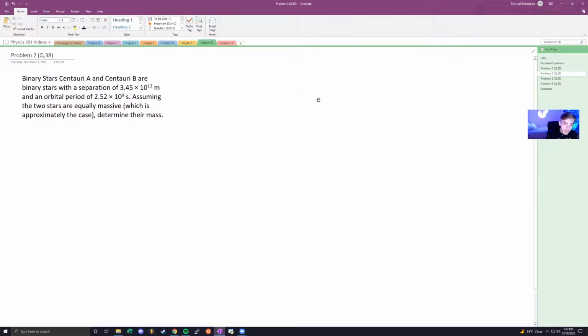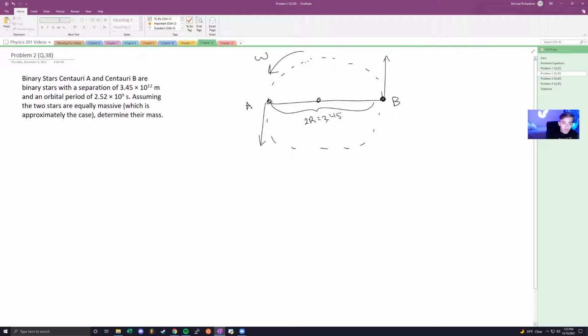So the way this is going to look for us is if we draw this orbital path and we consider that this is Centauri B and this is Centauri A, and they'll have some angular velocity, omega, and they have some separation that we're given as essentially d, or we'll say 2r in this case. Well, that's going to be equal to 3.45 times 10 to the 12 meters.